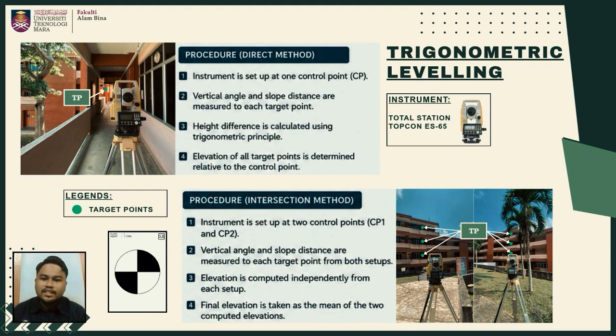Meanwhile, for the intersection method, instrument is set up at two different control points. Vertical angle and slope distance also are measured to each target point from both setups. Elevation is computed independently from each setup. The final elevation is taken as the mean of the two computed elevations.